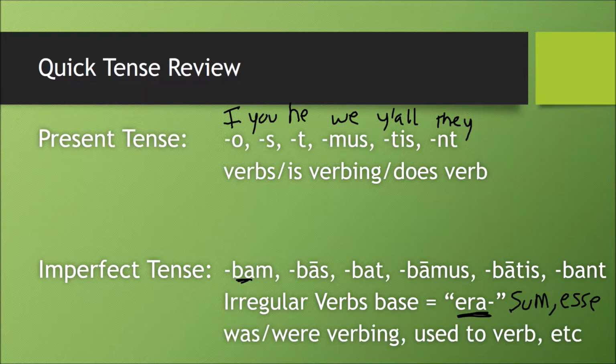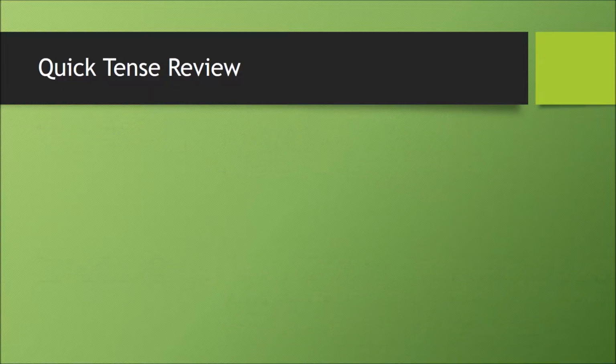And as a past tense of repeated past action, we most frequently translate the imperfect as was or were verbing, but there are other possible translation options such as used to verb, began to verb, kept on verbing.